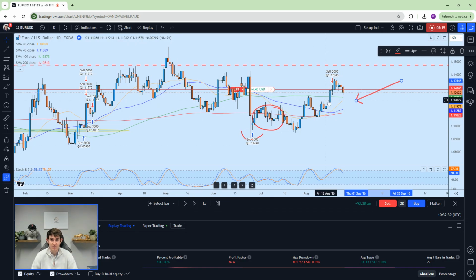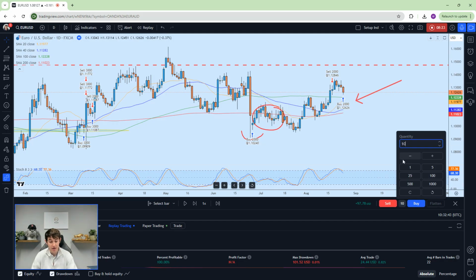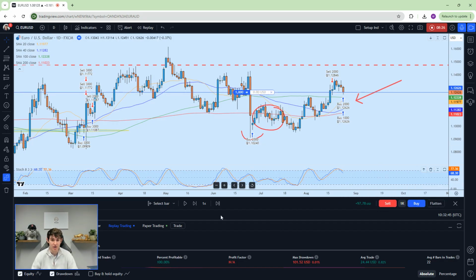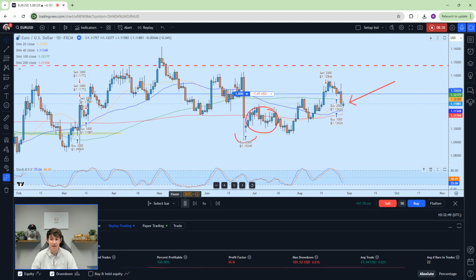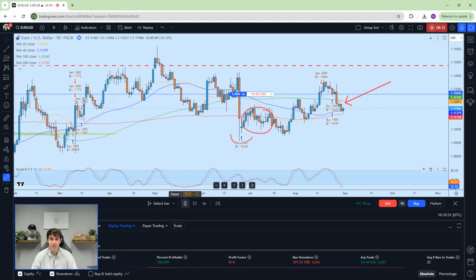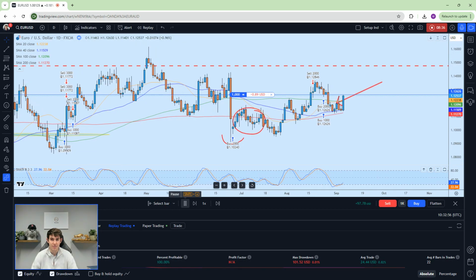Now it looks supportive again. So I'm going to take a very small long in case I'm wrong, which I think is quite likely. That's why my risk is dropped. It's what needs to happen because I can always add later. Okay, so anything lower, and I think I missed it.